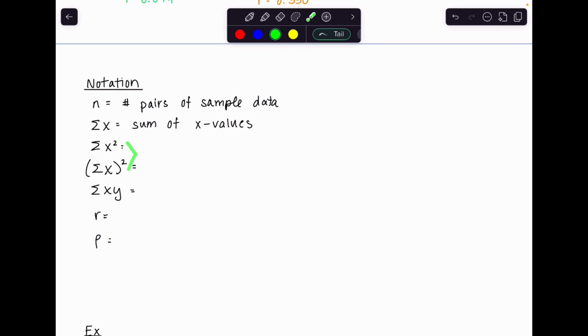And then these next two look very similar, but the order or where those parentheses are does matter. So in this case, the square happens after the parentheses. And in here, the square is inside. So the sum of x squared means the sum of all x squared values. Where what you would do here is you would find the sum of x first, which is this, and then you square it. So this is the sum of all x values, then you square it.